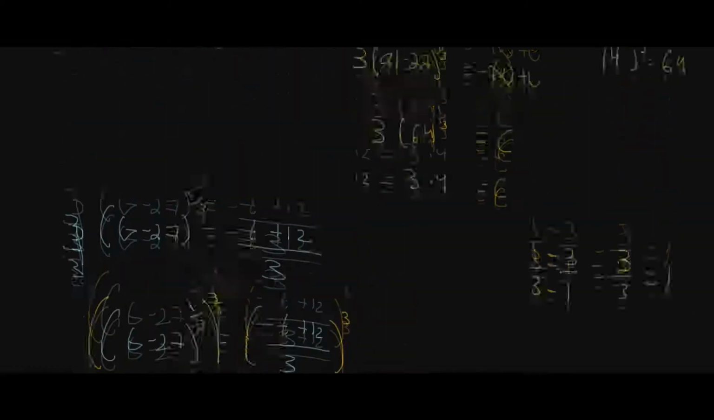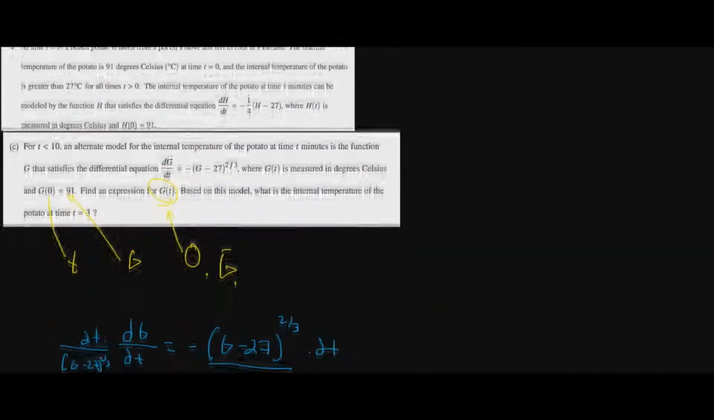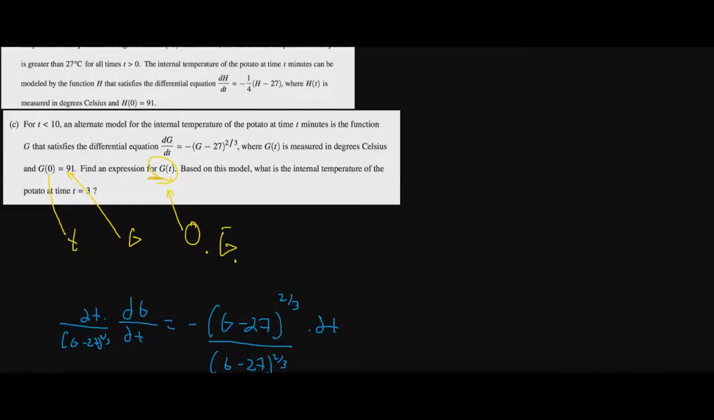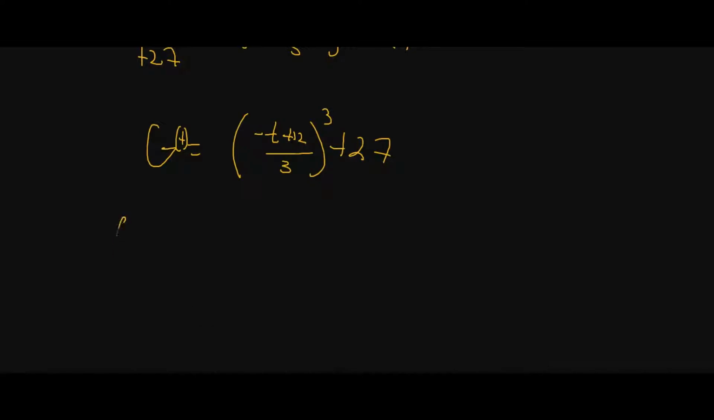Now, be careful because this problem was actually a little sneaky. Find an expression for g of t. We did that. Now it says, based on this model, what is the internal temperature at time t equals 3? So now we actually need to plug in 3 into this and find out what that will approximately be equal to.